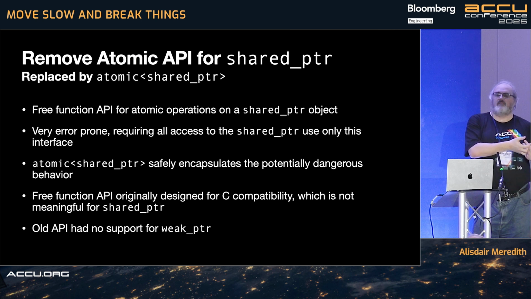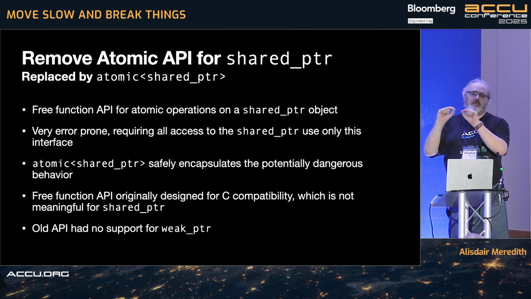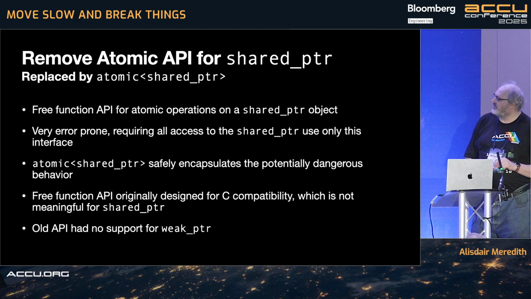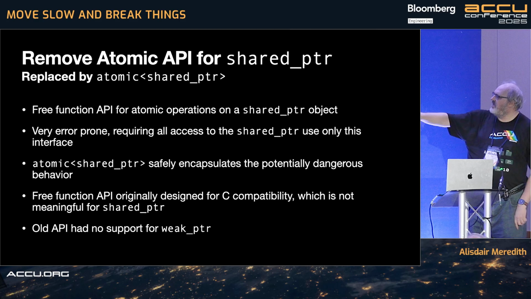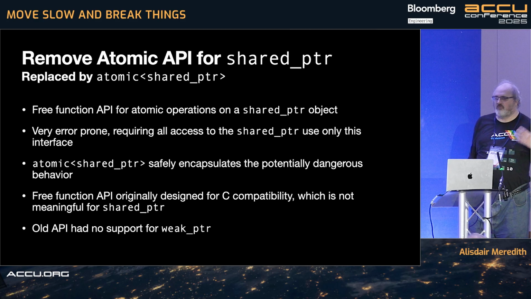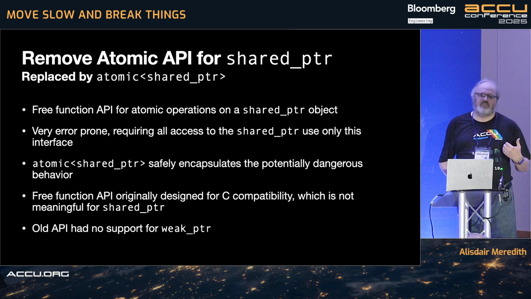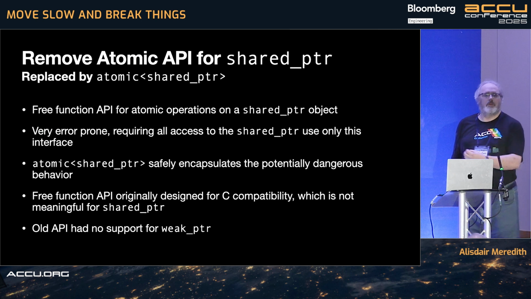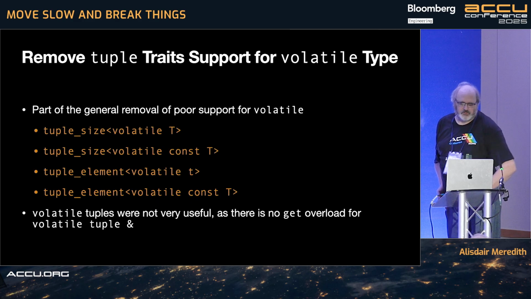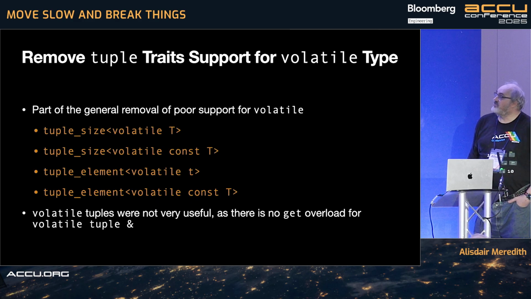All the manipulation of the reference count always had to be atomic and thread safe, but for multiple accesses to the same shared pointer object, that's where the atomic shared pointer comes in. I hope that's not too confusing. And again, the old free function API had no support for weak pointers at all. We have an atomic weak pointer since C++20. So the time to remove this old, antiquated, dangerous API that was provided for C compatibility, where C has no compatibility with the shared pointer, yeah, its time has come. Again, now we're looking at some of the volatile stuff.